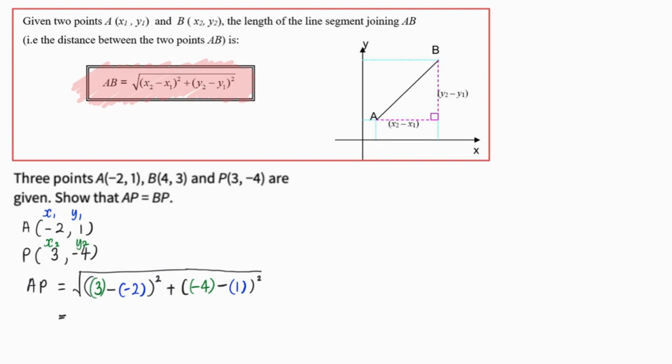but take note of what Mr. Tan is going to do next. Mr. Tan is only, I repeat, only going to find out the value or the number inside the square root, and that should give me a value of 50. Because this is not about finding the length of AP, rather it is about showing that the length of AP equals the length of BP.